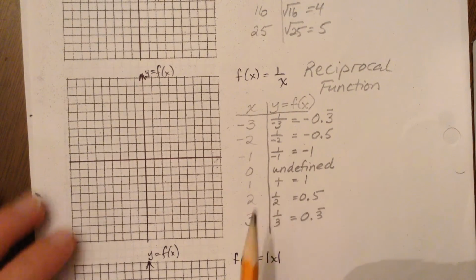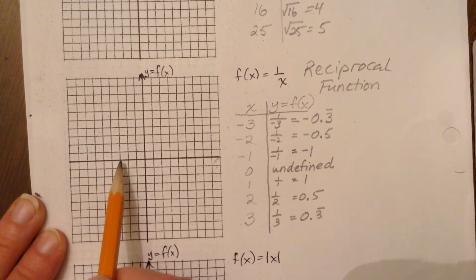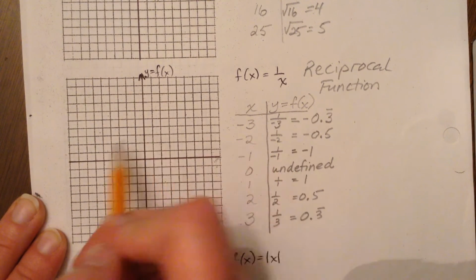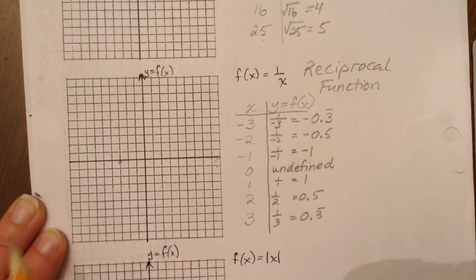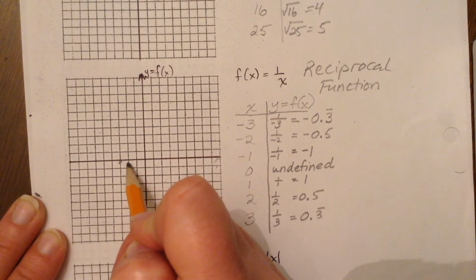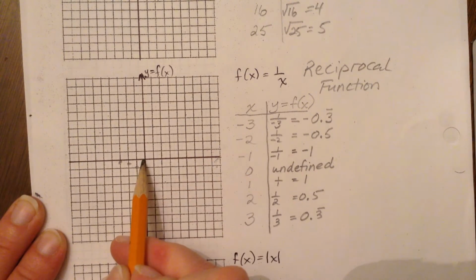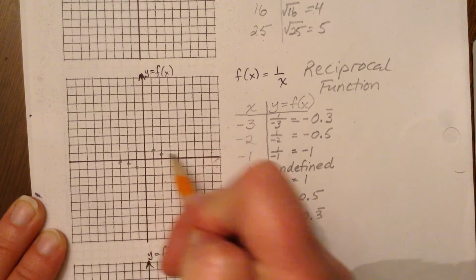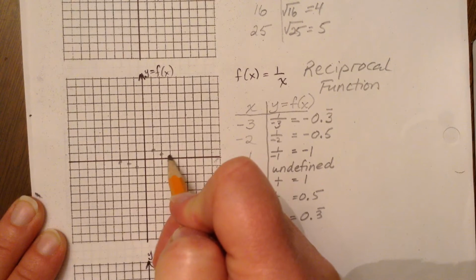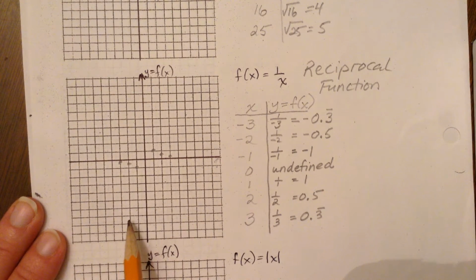Now this is not giving us a very clear picture. Let's see what we get when we plot this. Negative 3, negative 0.3. Negative 2 is negative 0.5. Negative 1, negative 1. 0, undefined, so we don't put anything there. 1, 1. 2, 0.5, and 3 is 0.3. Doesn't give us a very good picture of what's really happening.